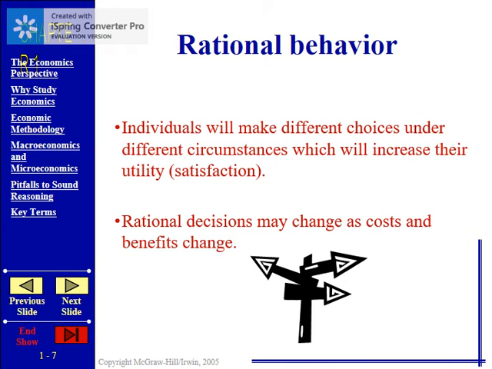Our choices may change as costs and benefits change. A fine of $100 million will prevent most from speeding. $10 may not be sufficient to prevent the behavior.